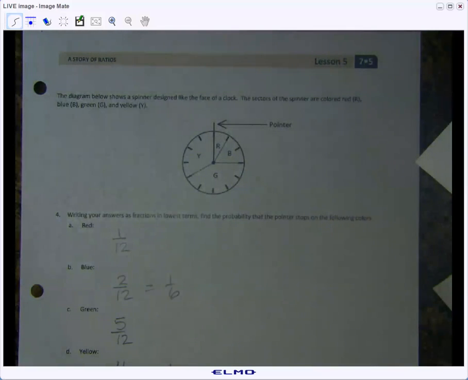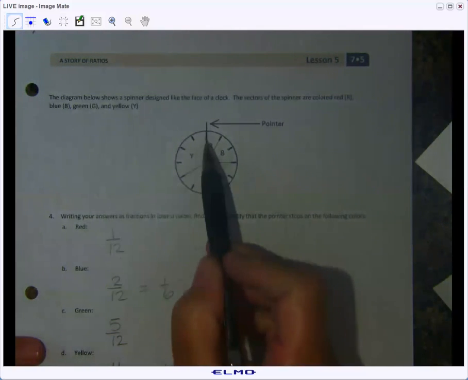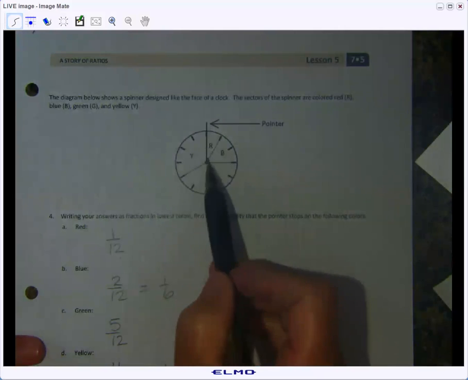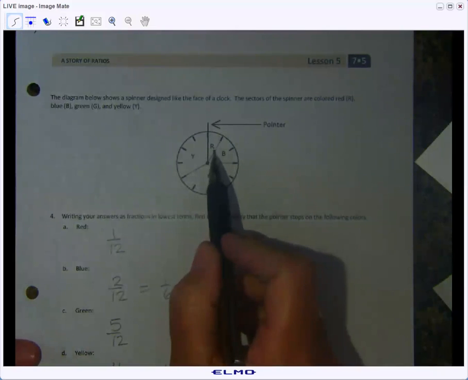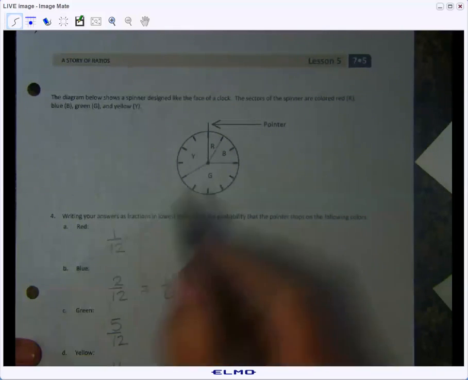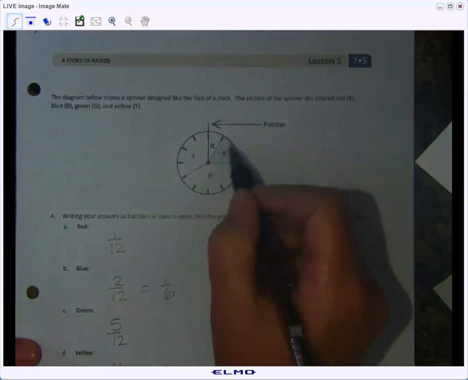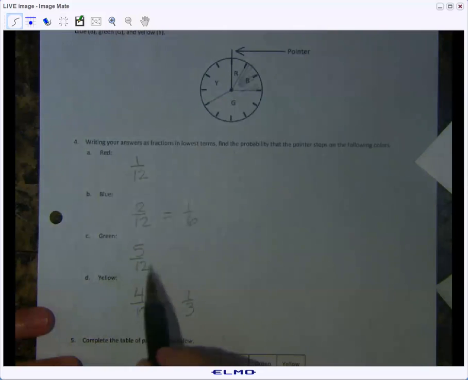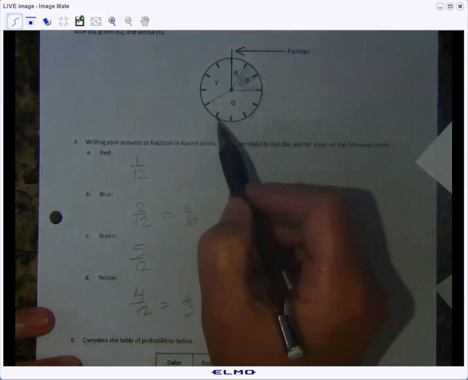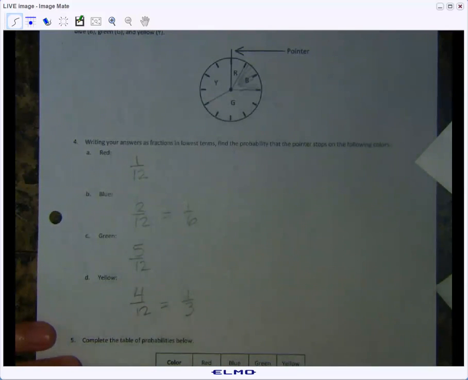So we have to now figure out, they're not telling us the probability, we have to figure it out based on what we know about the sectors of a clock. So for red, it's just this first section, which would be 1 out of 12 equal parts, or 1/12. So the probability of the spinner landing on red would be 1/12. For blue, you can see that's 2 sections, so that's 2/12, which reduces to 1/6. Green is 5 sections, 1, 2, 3, 4, 5. So that's 5 out of 12. And yellow is 4 out of 12, or 1/3.